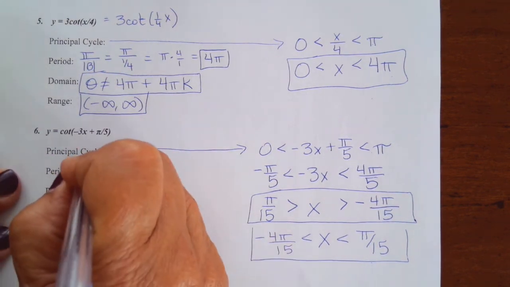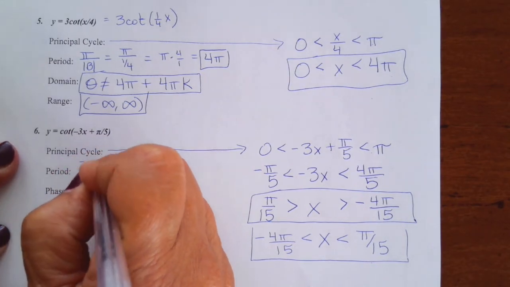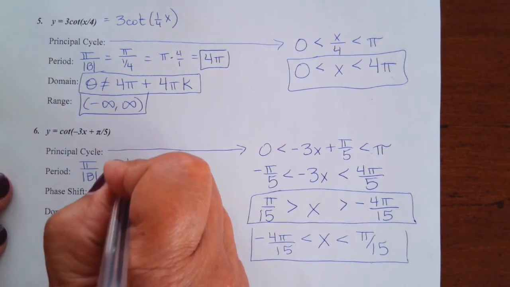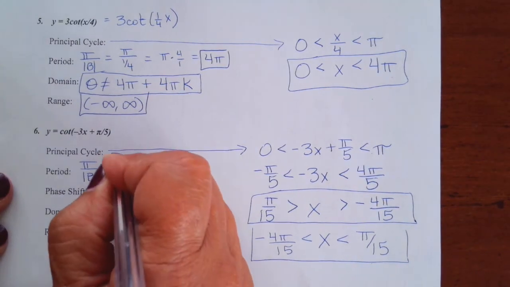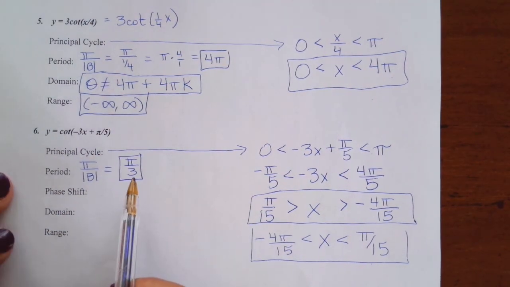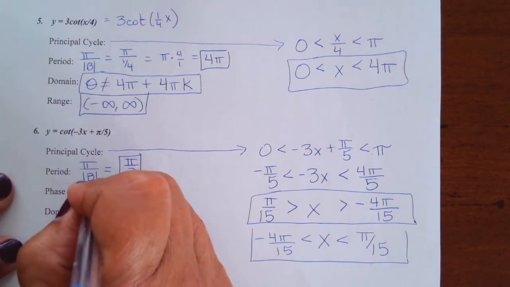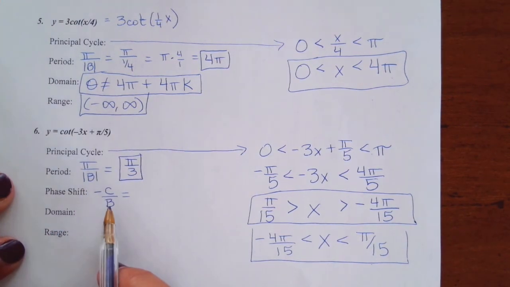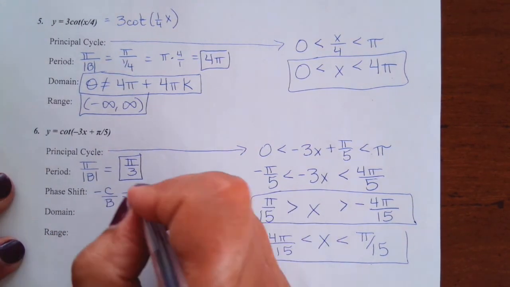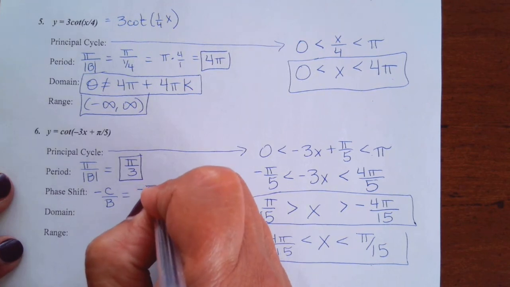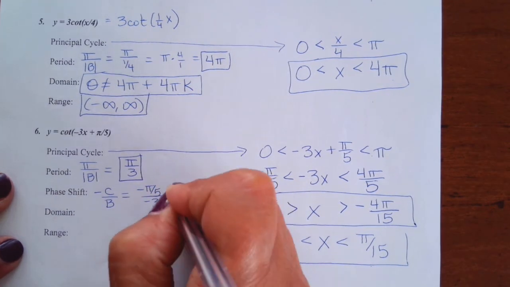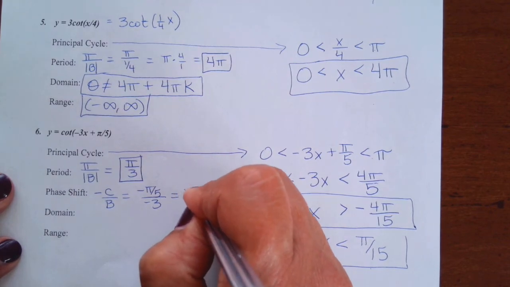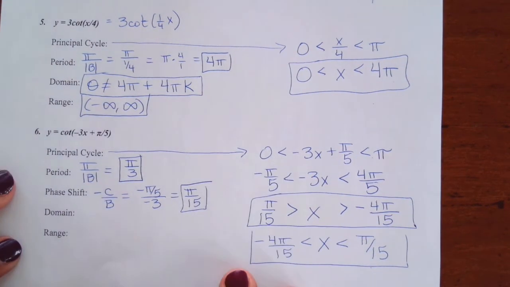The period is pi divided by the absolute value of b. So this one you got to be careful. So the period is going to be just pi over 3. Right? Oh, periods are always positive. The phase shift, however, is the opposite of c divided by b, whatever b is. So your phase shift is going to be negative pi over 5 divided by -3. So that's going to give you a positive pi over 15. Okay, there's your phase shift.